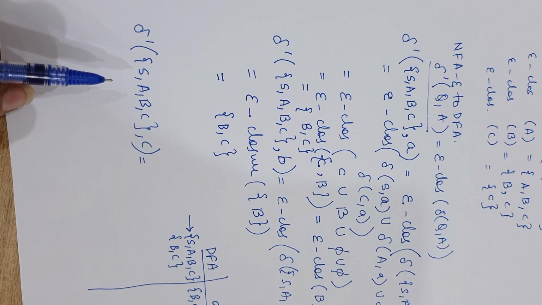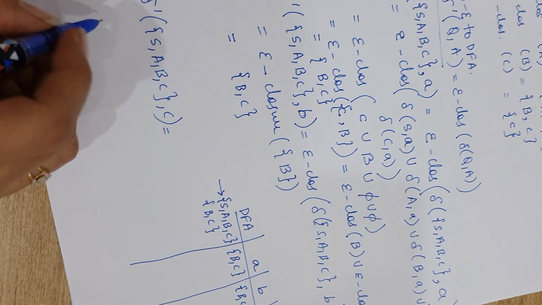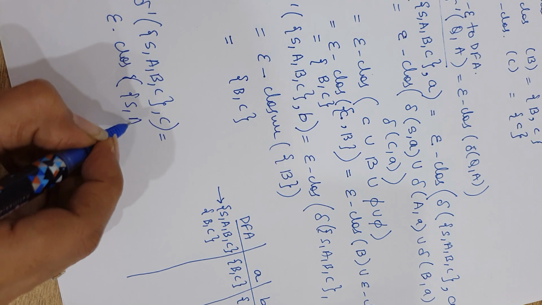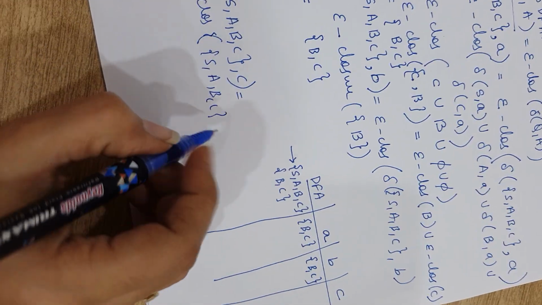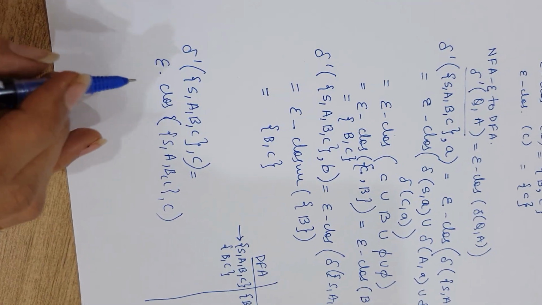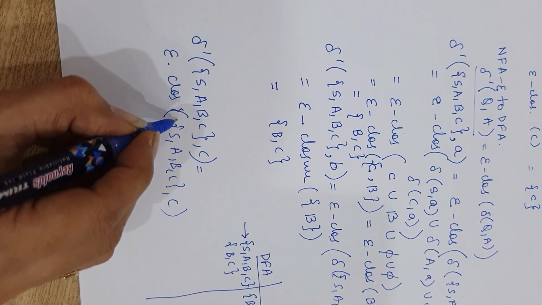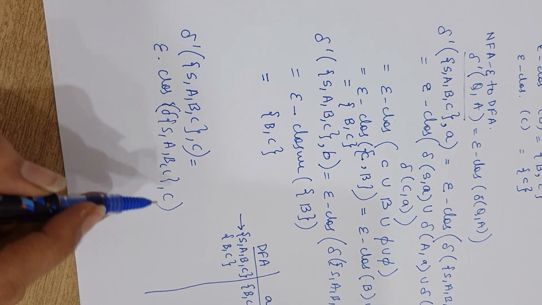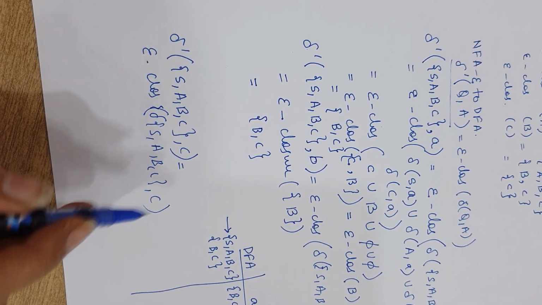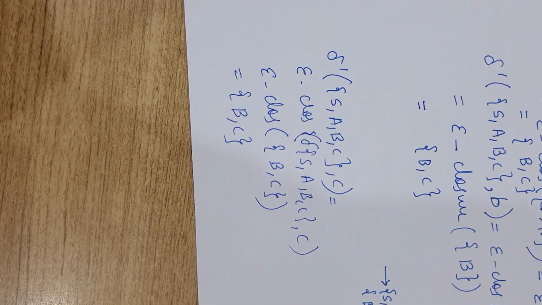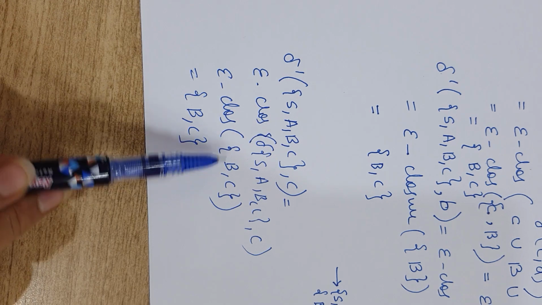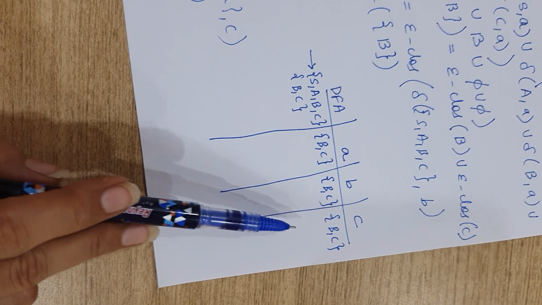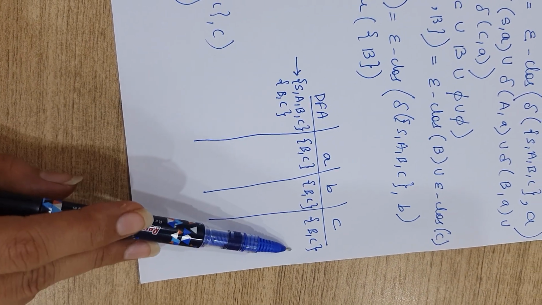Now the last transition, SABC with C. This is done by writing epsilon closure of SABC with C. To find this, we'll find the transition of S with C, union A with C, union B with C and union C with C. When you do this, you will get BC. So epsilon closure of B union epsilon closure of C, we get BC. So here we have all the rules giving us BC.